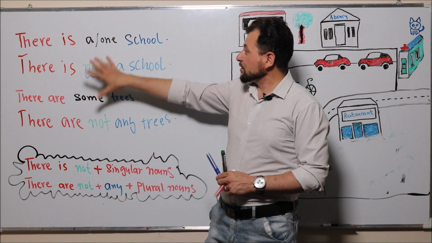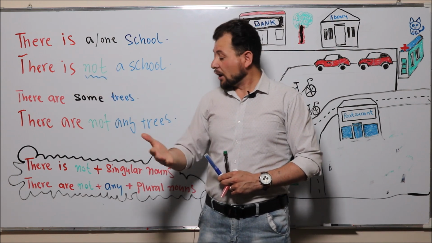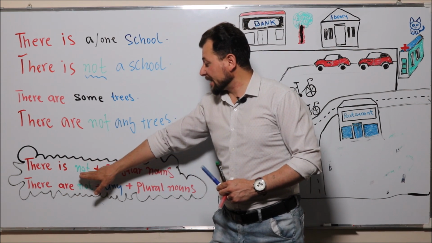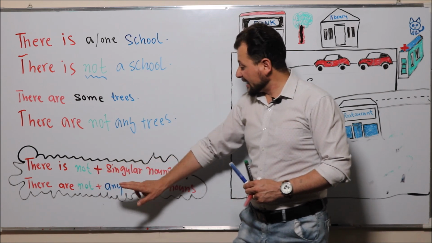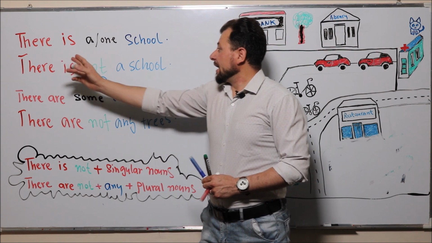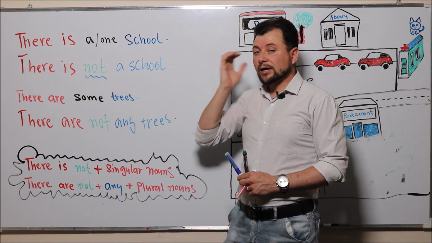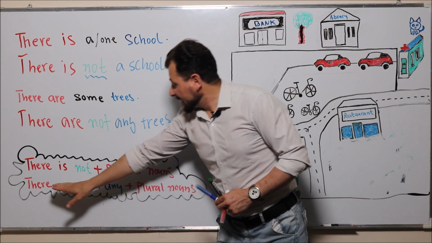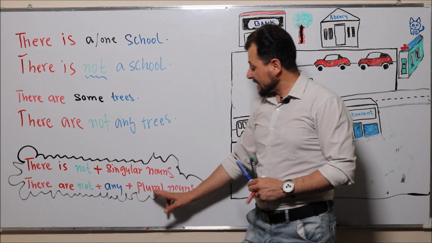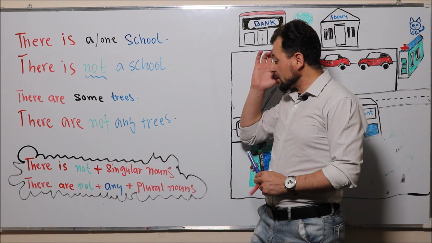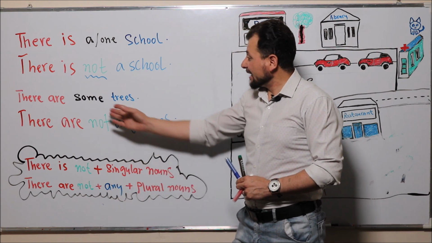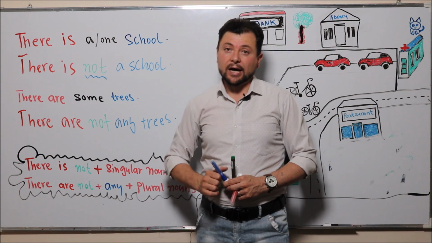So this is how we change the positive of there is and there are into negative. So can you see here? After there is, we use not, and then we use singular nouns. So there is not a school. A school is a singular noun. Now look here. After there are not, we use any, and then we use plural nouns. And if there is some, it will change to any.